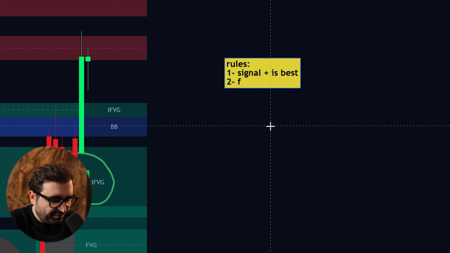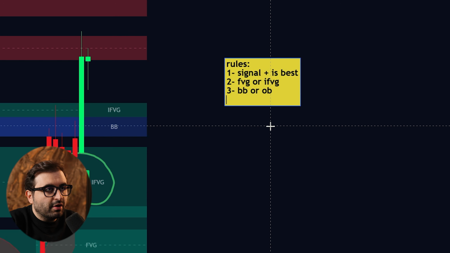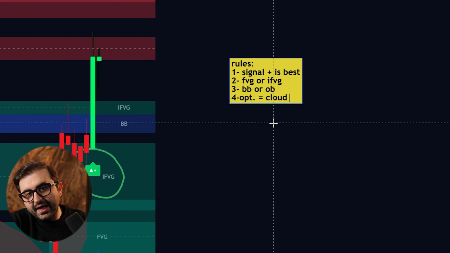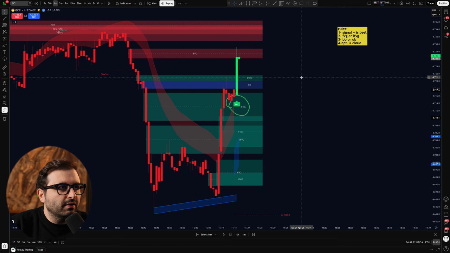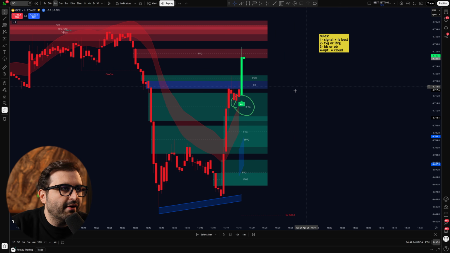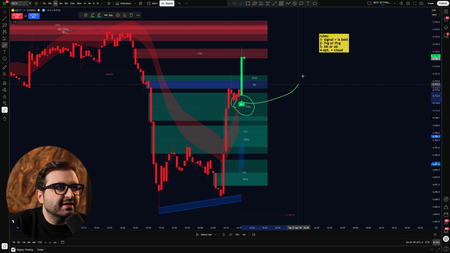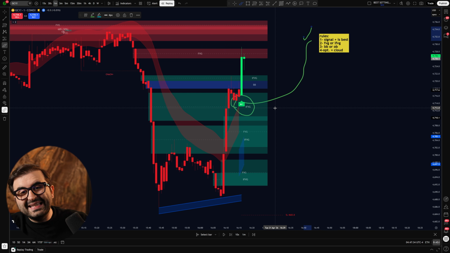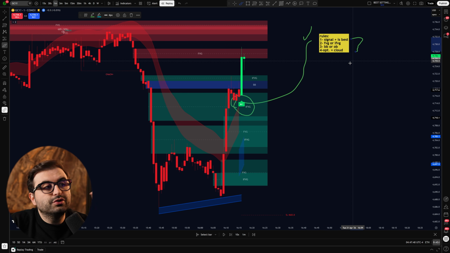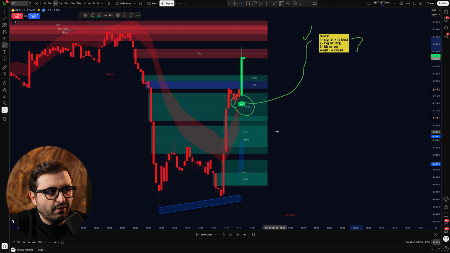Second rule is FVG or IFG. The third rule is the breaker block or the order block. The fourth one is optional, but it is the cloud. If it is red, it's bearish. If it's blue, it's bullish. Easy as that. So let's see in this scenario, what do we have? It's quite simple. After you get the signal, you will check one, and the second is you need at least 3 rules matching here to go in a long position right now. If you get 4, you just go with it.